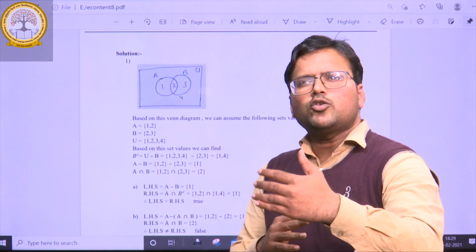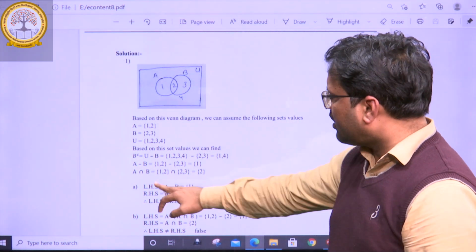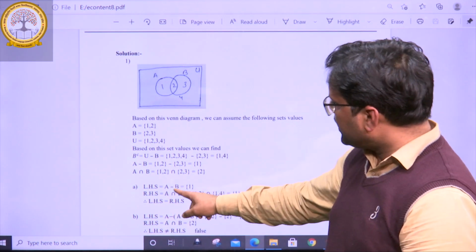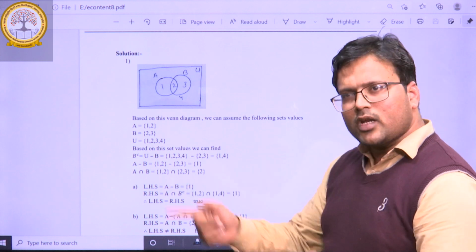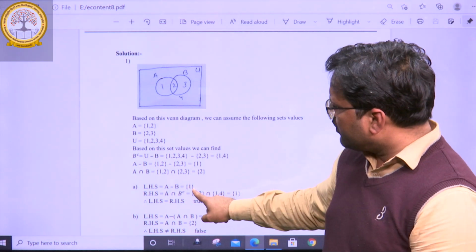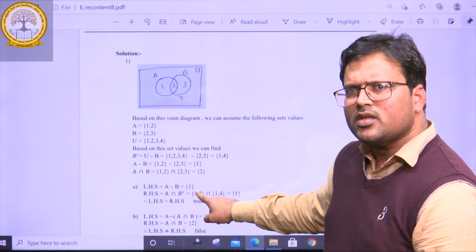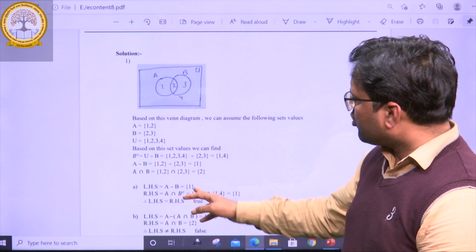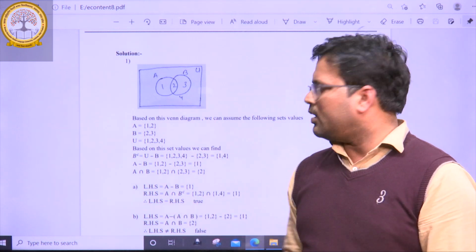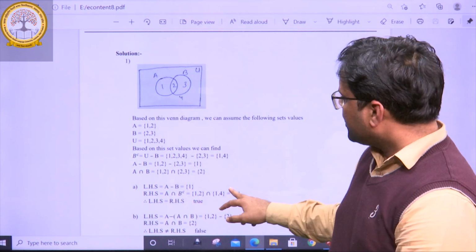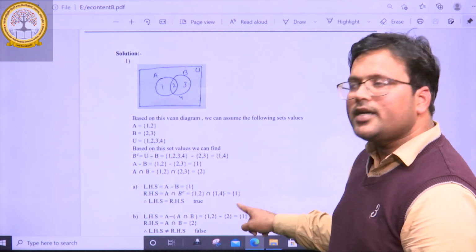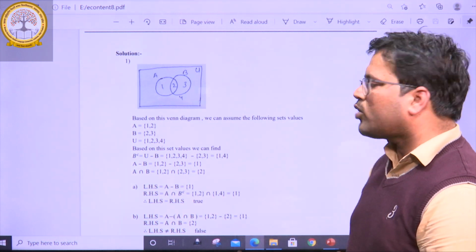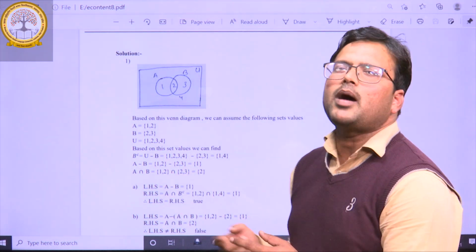Now we have found all this, and we will try to prove all four parts. Suppose we are taking part A. We take the LHS, the left hand side of part A, that is A minus B. After performing the operation, we have found the set containing element 1. Now the right hand side contains A intersection B complement. After performing the operation, this particular set contains element 1. So we see that the left hand side is equal to the right hand side, so we can say that part A is correct.